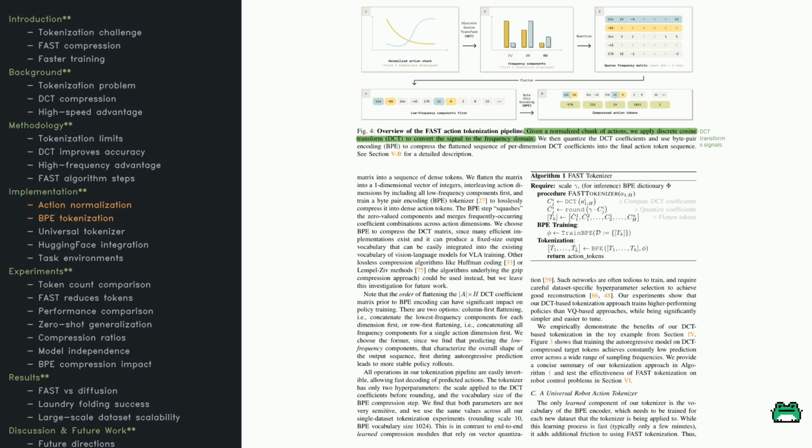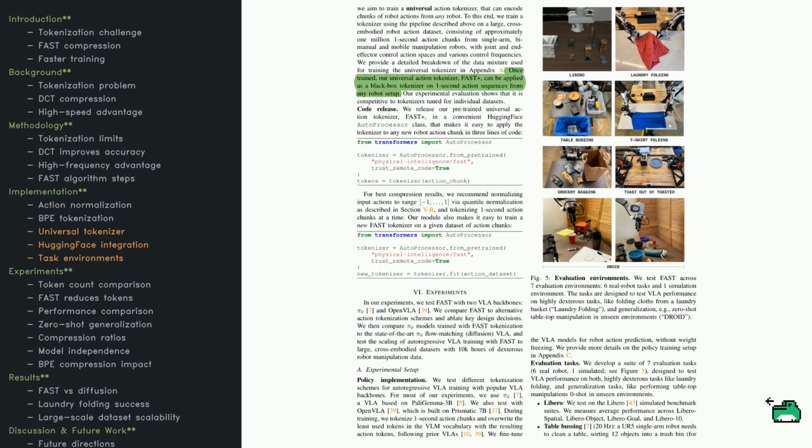Check out Figure 5 to see a visual walkthrough of this pipeline. The pseudocode also lays out the process. Compute DCT, quantize, flatten, and then compress with BPE. This chain is fully reversible, so you can reconstruct the original sequence if you need to. The end result is a concise set of tokens that efficiently represent the robot's high-frequency actions. Next, let's see how FAST performs in real-world tasks and how you can easily try it out yourself.